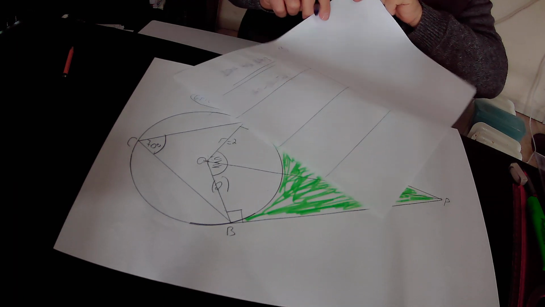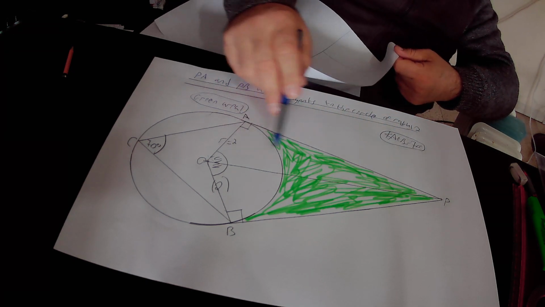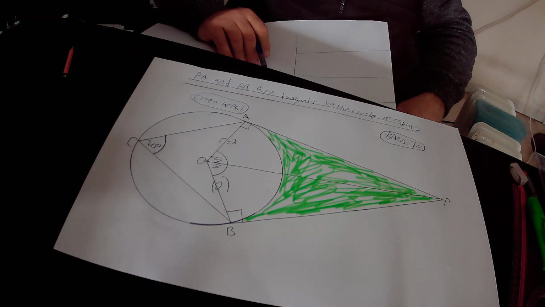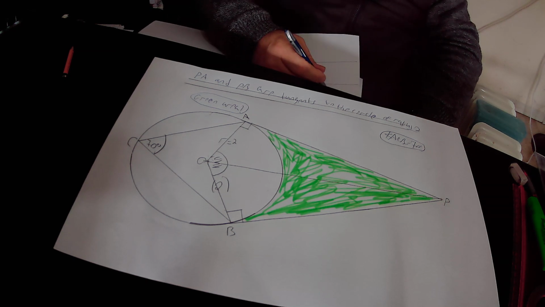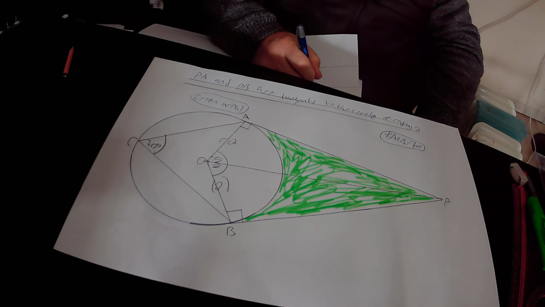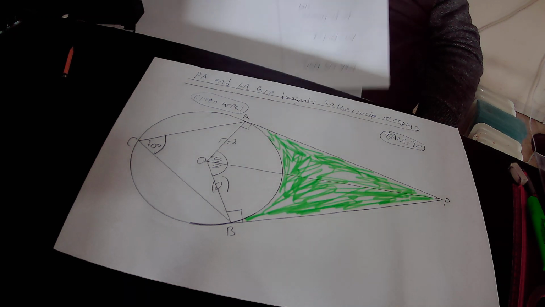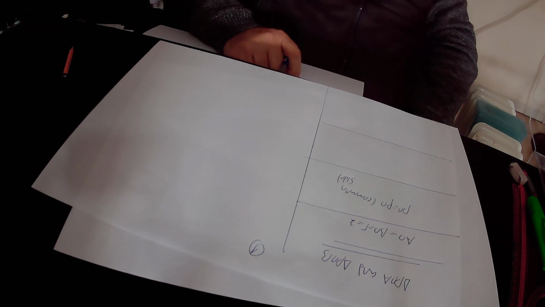In addition, this is side PO, that is the common side, it belongs to both triangles. So we can write down that PO equals itself, it's a common side that belongs to both triangles.